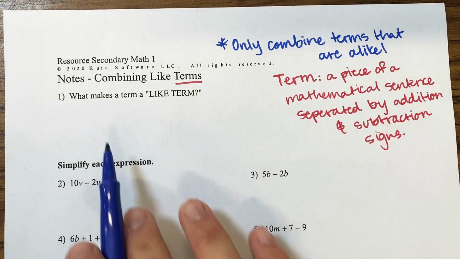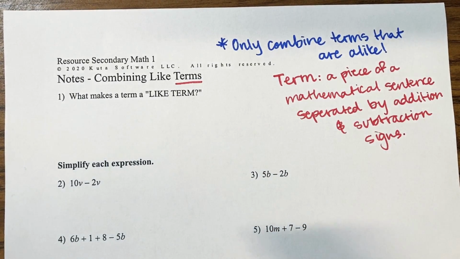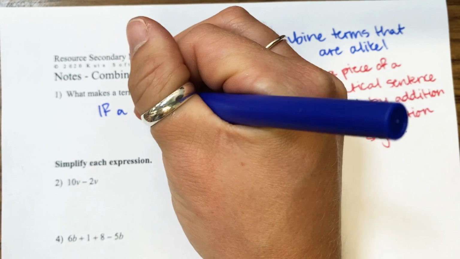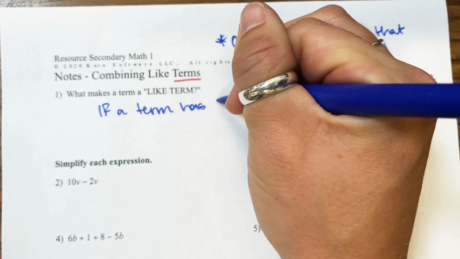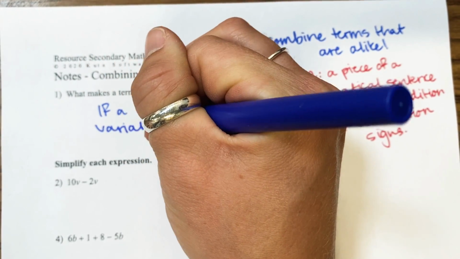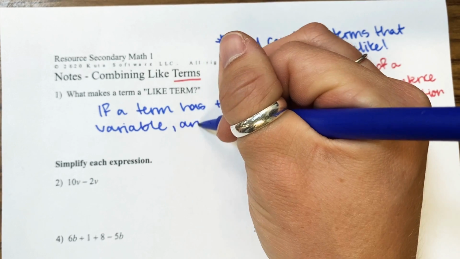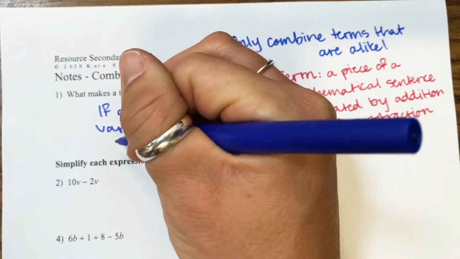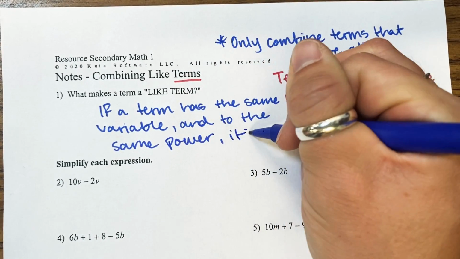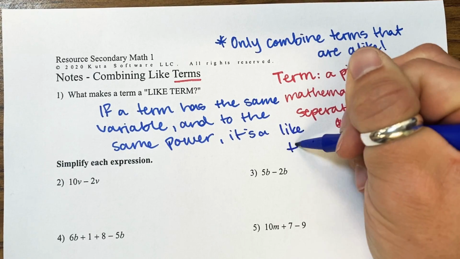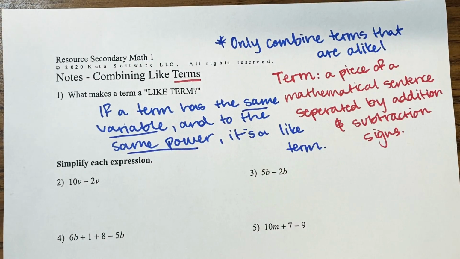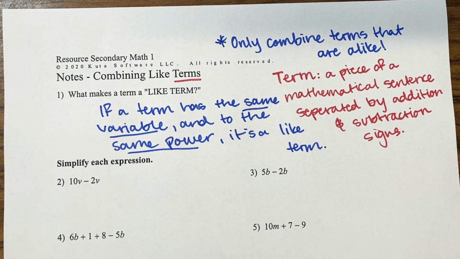Okay, so what makes a term a like term? What makes it so they are alike? This is if a term has the same variable and to the same power, it's a like term, meaning you can combine it. Okay, so same variable, same power. That's what makes a term a like term.